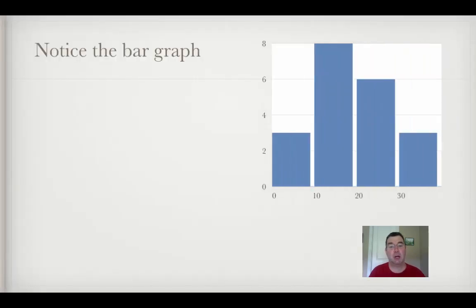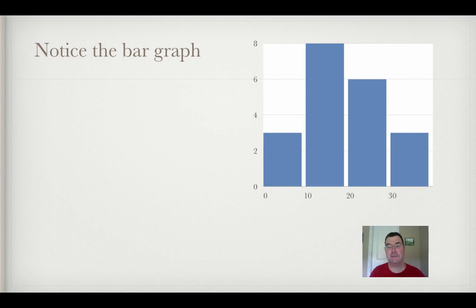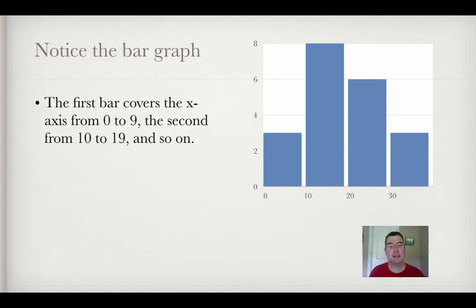So now let's look at the bar graph. It looks a little different, so let me tell you why that is. The first bar covers everything from 0 to 9. And then the second from 10 to 19, then 20 to 29, and 30 to 39, just like my table did.